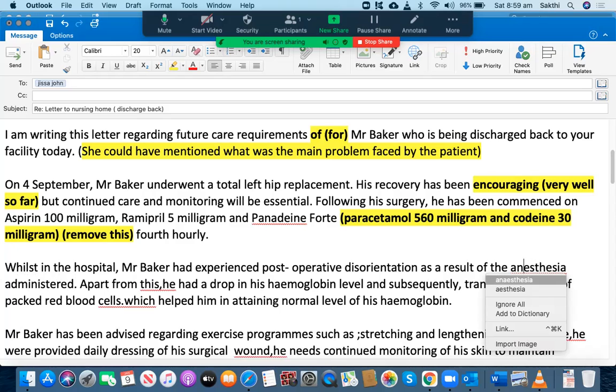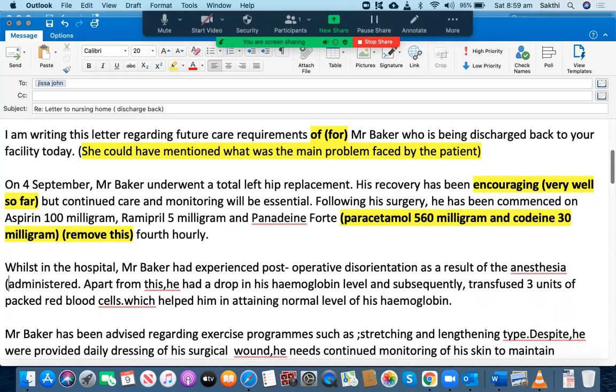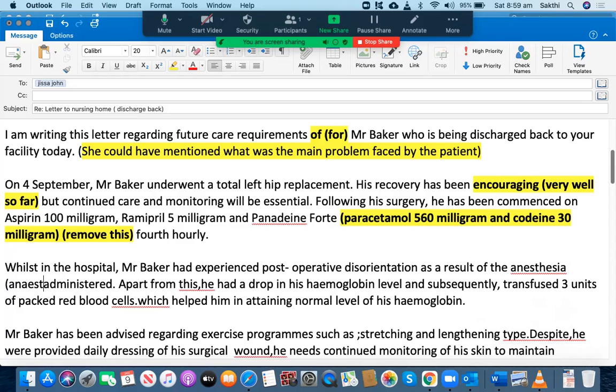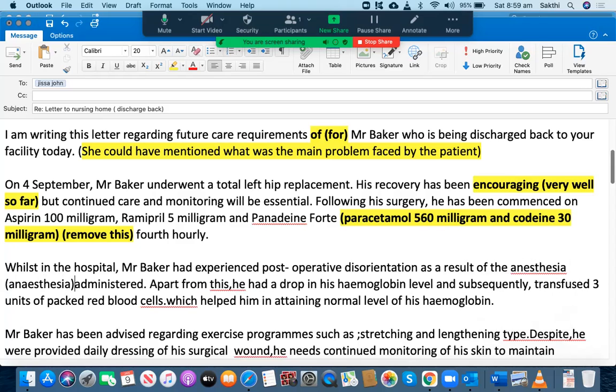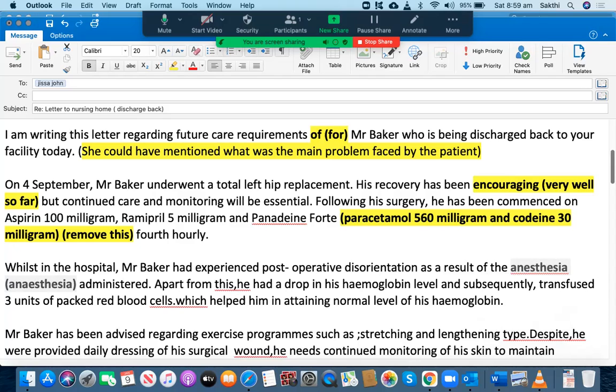And what else she has to do? I mean, there is a spelling mistake here. I just would like to say, because anesthesia has the spelling of this. Okay, so there's a spelling mistake here. All right, let me correct it. Okay. All right, let's go to the next one. Apart from this, there must be again a gap after this comma.